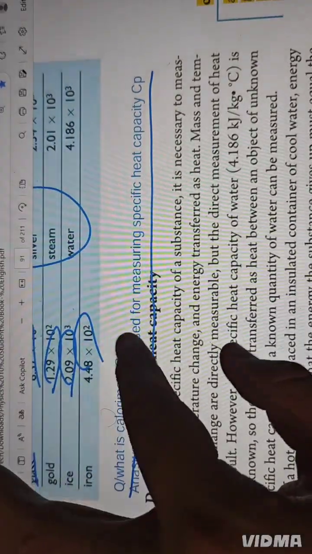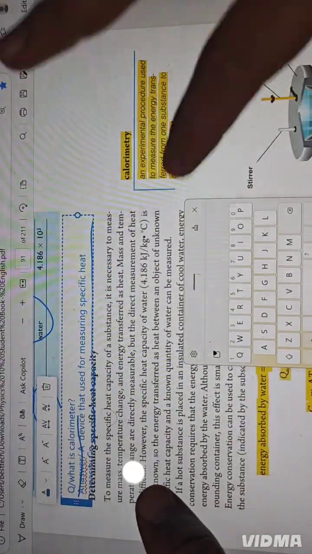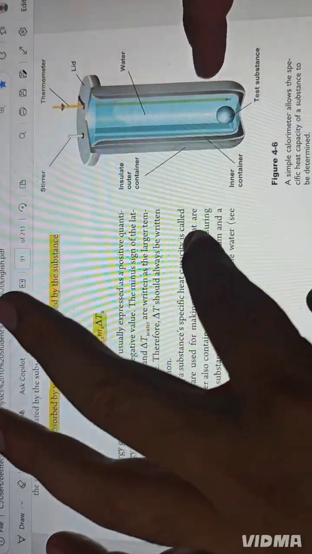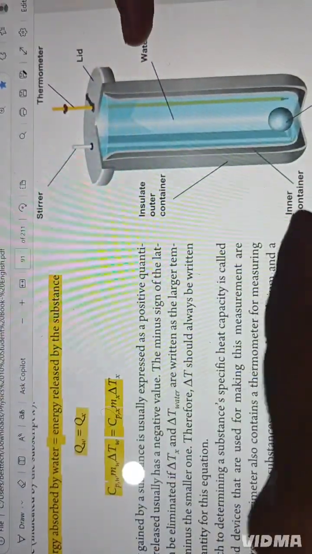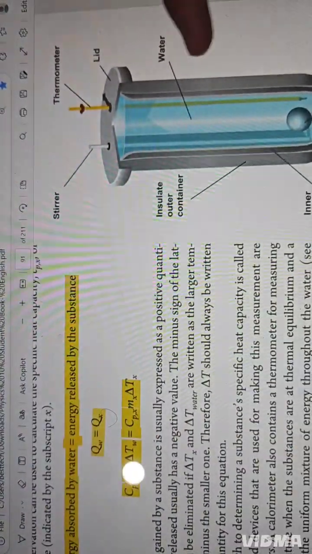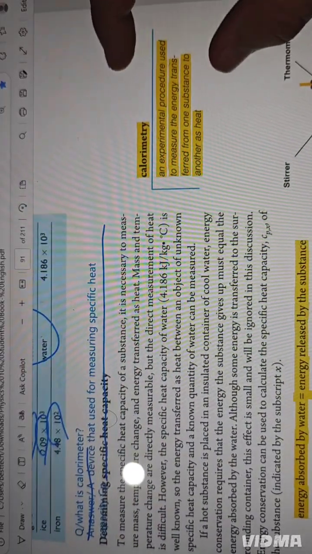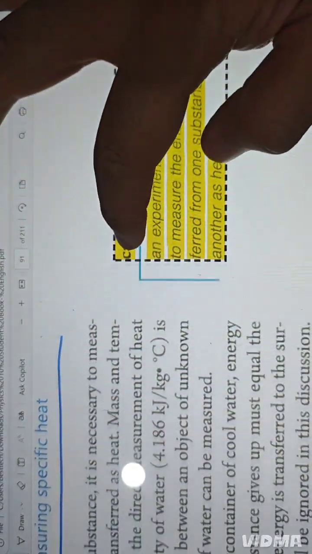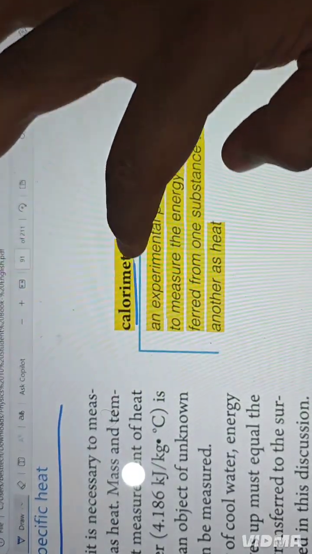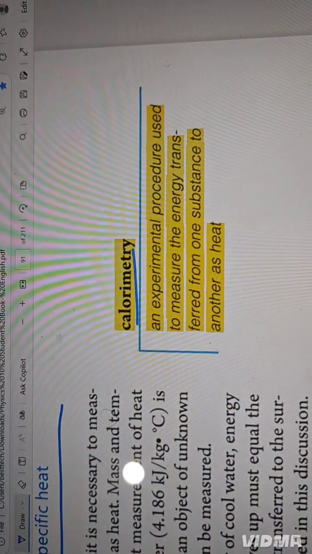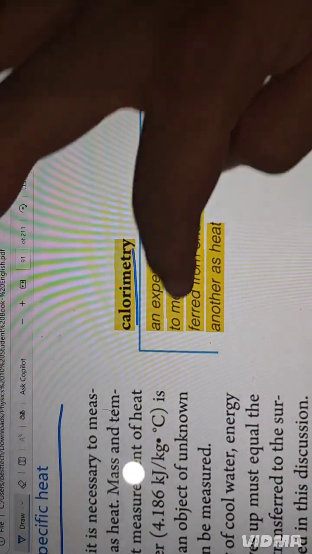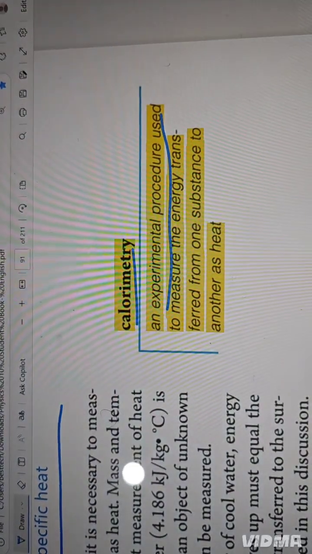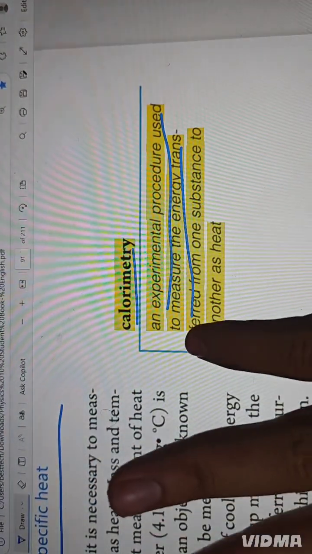Let me show the device here. This is the calorimeter device. This device is used for measuring specific heat capacity. But we have another definition which is called calorimetry. Calorimetry, not calorimeter. The calorimeter is a device, but calorimetry is an experimental procedure used to measure energy transferred from one substance to another substance.